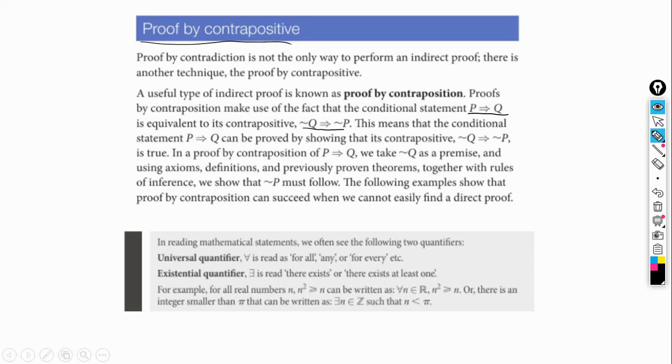Another important thing is understanding certain statements, quantifiers, like this one, the universal quantifier. So it's this letter A that is backwards. It's read as for all, any, or for every. Then we have the existential quantifier, which is this letter E backwards, and it is read as there exists or there exists at least one. For example, for all real numbers, n squared is greater than or equal to n can be written this way. Or there's an integer smaller than pi can be written this way.